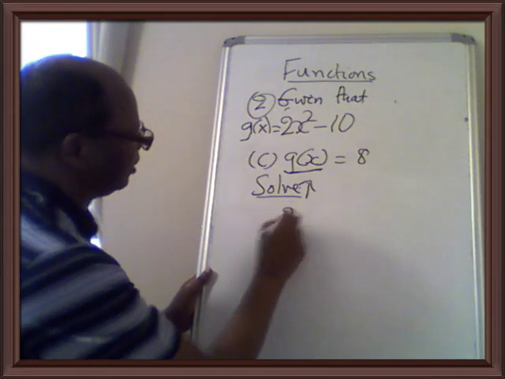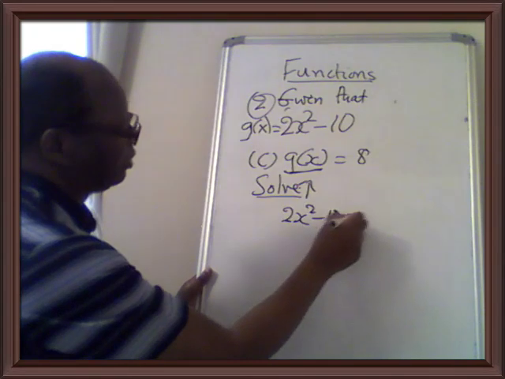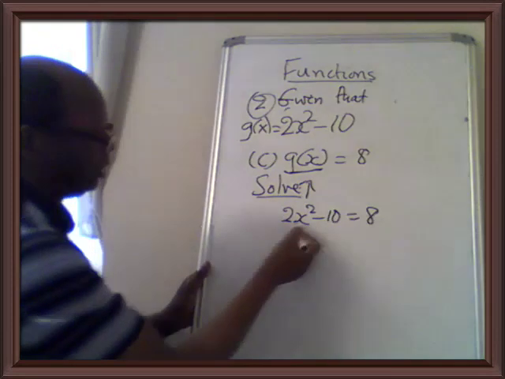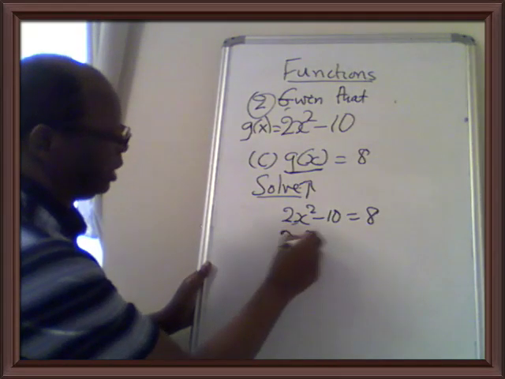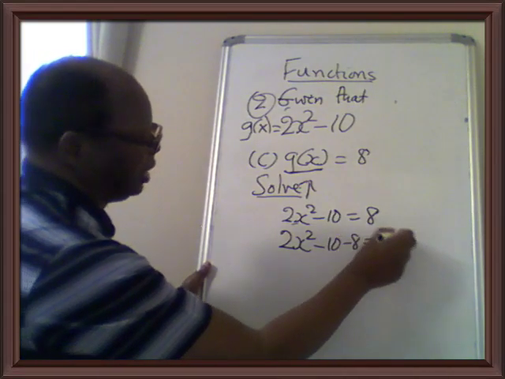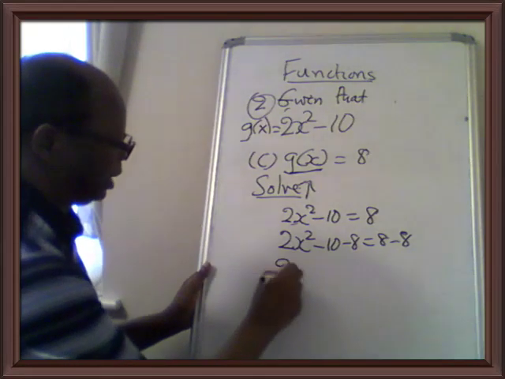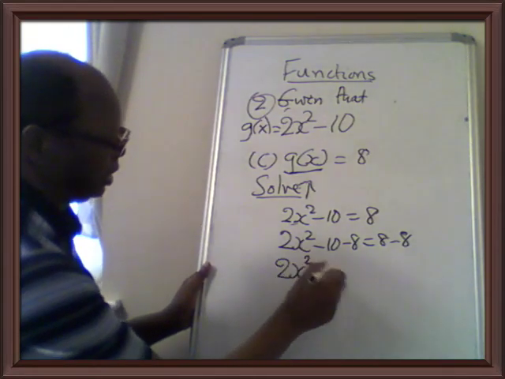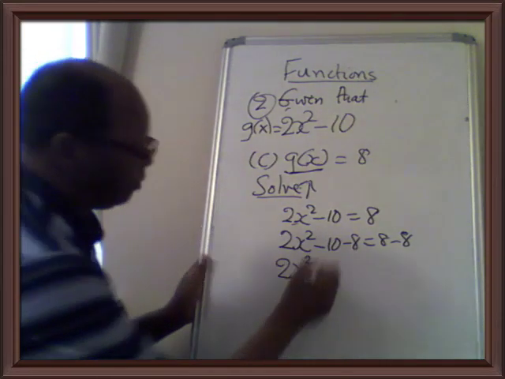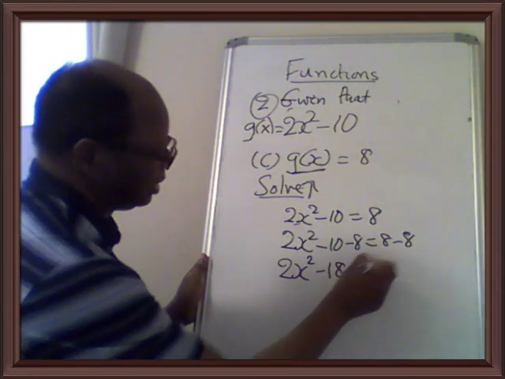So I'm going to have 2x squared minus 10 equals 8. Then I need to subtract 8 from both sides. So 2x squared minus 10 minus 8 equals 8 minus 8. I can see this is a quadratic equation. Then I have 2x squared minus 10 minus 8, which is minus 18, equals 0.